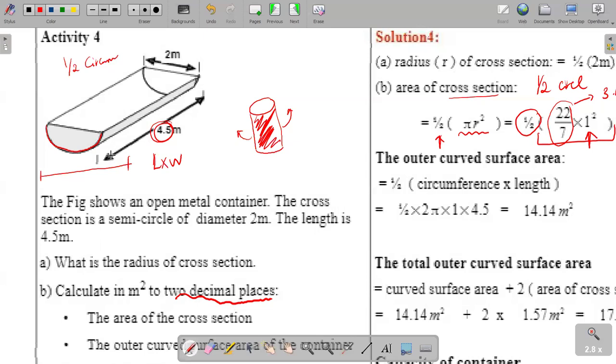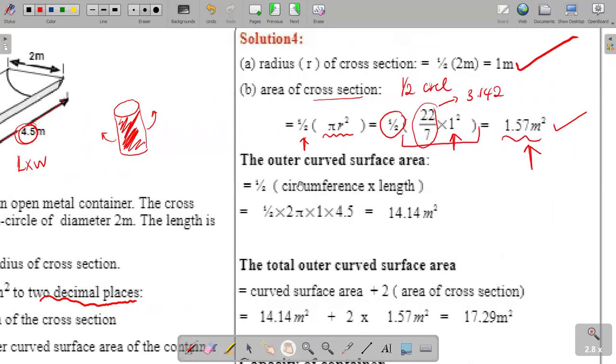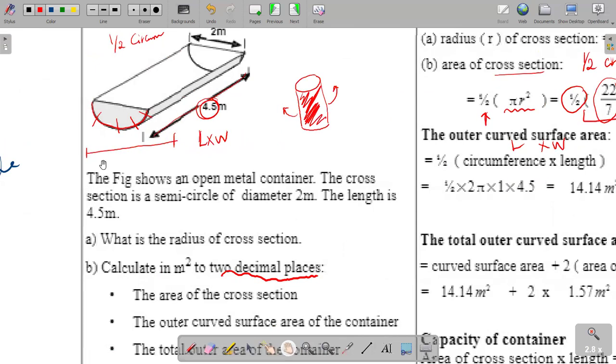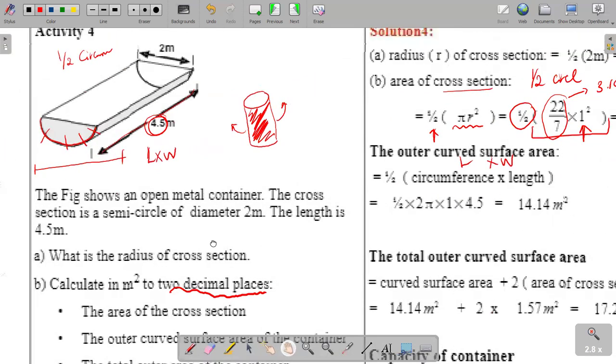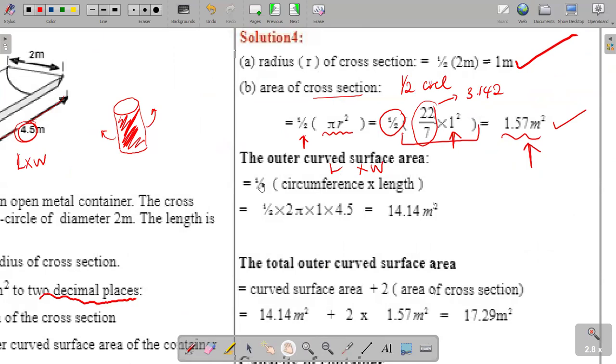So we know the length is easy. The length is just how long it is, 4.5. But the width is the circumference, because after we open it out, that is what gives us the straight line. So do we know how to find the circumference of a circle? Everybody see here, look at it. You see what it did? Circumference times length, because the shape is a rectangle, so it's length times width. But because it's half, it's not the whole circumference we use. We only use half, and that's why they halve it.